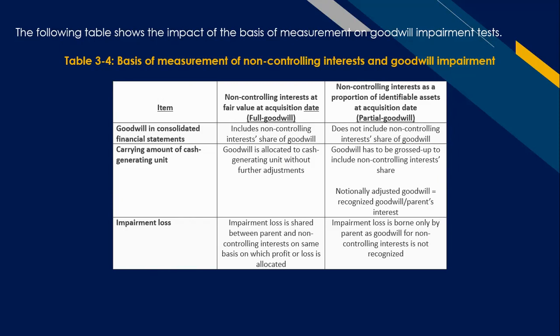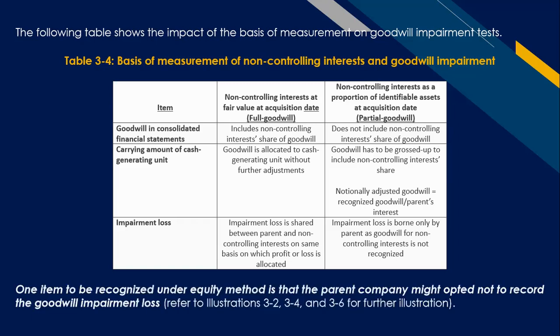Carrying amount of cash generating unit: goodwill is allocated to the cash generating unit without further adjustments. In the other case, goodwill is to be grossed up to include the non-controlling interest share, notionally adjusted goodwill, recognized goodwill plus the parent's interest. Now for the impairment loss. Impairment loss is shared between parent and non-controlling interest on the same basis on which profit or loss is allocated. In the other case, impairment loss is borne only by the parent as goodwill for non-controlling interest is not recognized. One item to be recognized under the equity method is that the parent company might opt not to record the goodwill impairment loss.